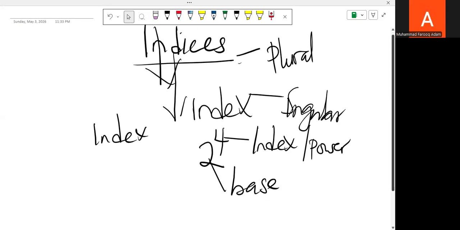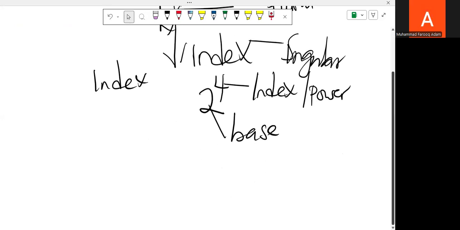So in mathematics, we have a lot of laws that govern indices, laws of indices. There are about 10 of them, but in this class, I'm just going to be explaining 5.